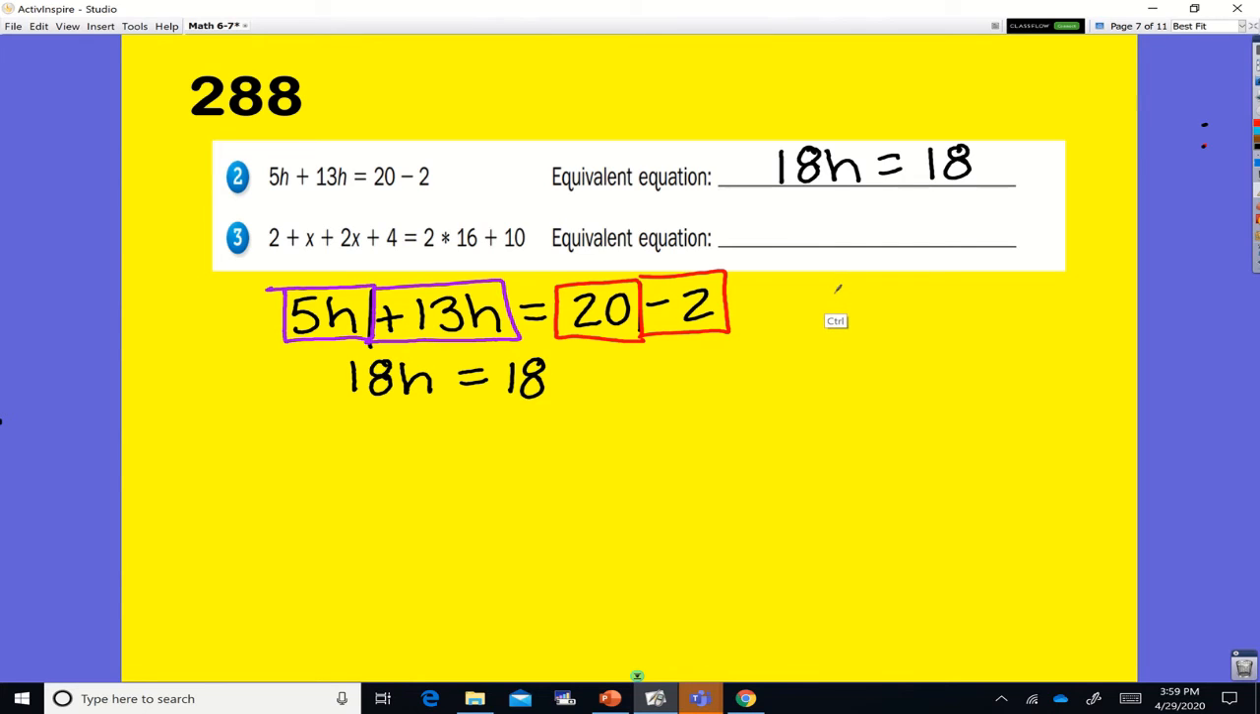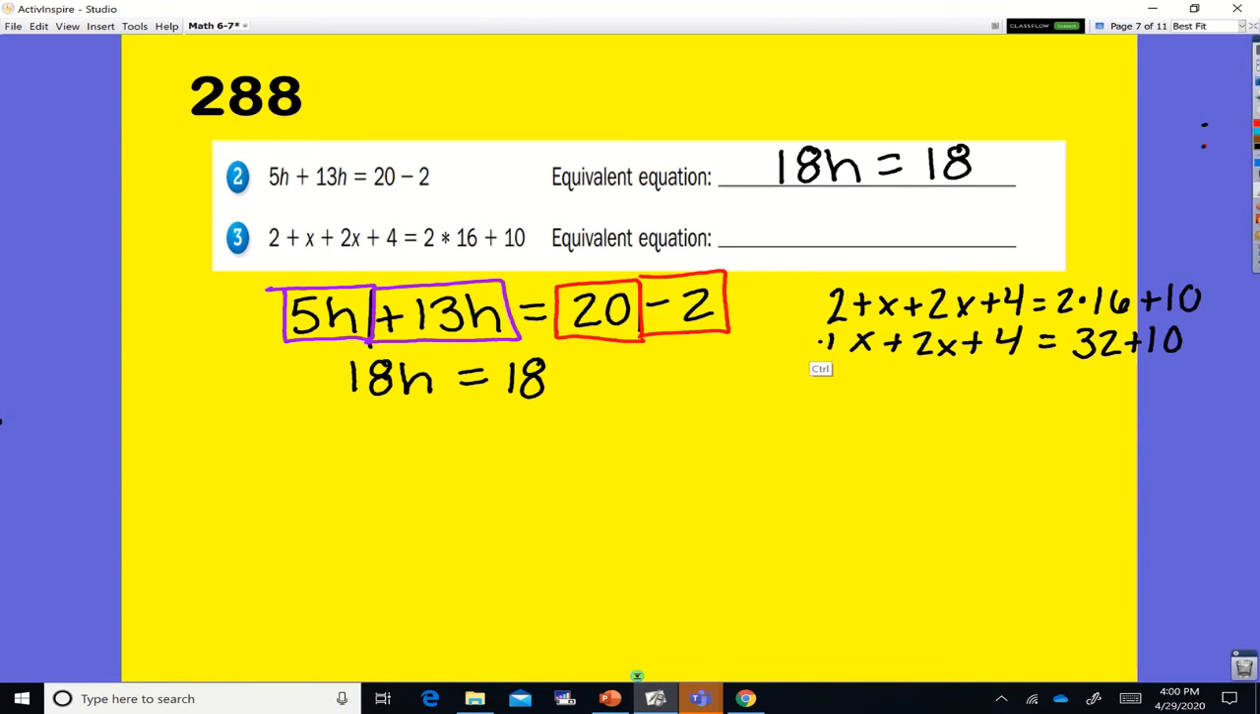Now we're going to do the same thing for 2 plus x plus 2x plus 4 equals 2 times 16 plus 10. Now I look here, I do have a multiplication, so I'm going to multiply that right away. I want you to get in the habit of that, because we always need to make sure that we do that distributive property first, because we can use our variables and our numbers together. Now we make our lines, making sure that sign is always going with it. Now my regular numbers I'm going to keep as red.